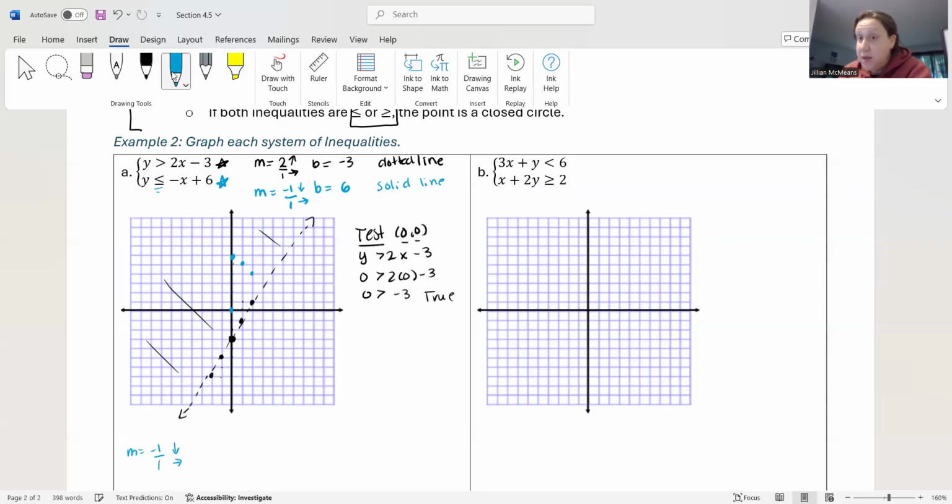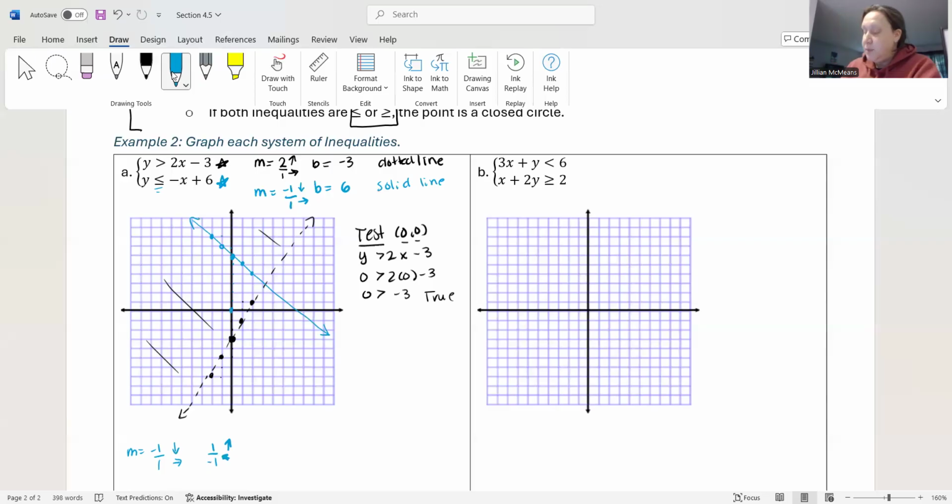I could switch places with the negative, and I could write this as +1 over -1, which tells me to go up and then to the left. So I could go up and then to the left, up and then to the left. We're still on the same line. So you can always apply your slope in two directions. Okay. Now we want to connect with a solid line.